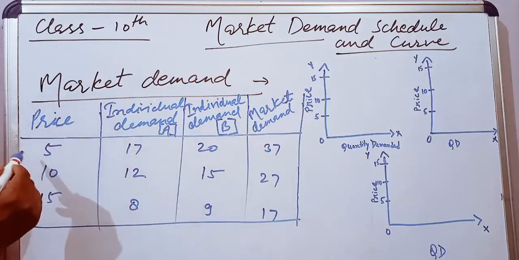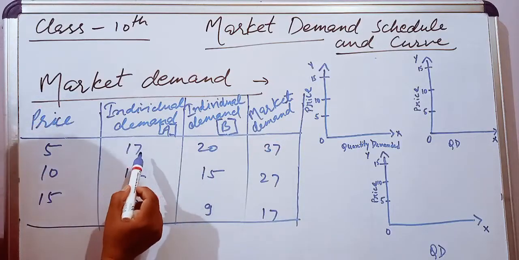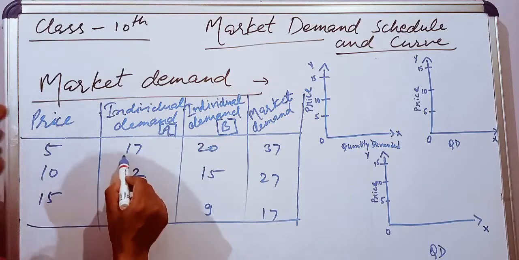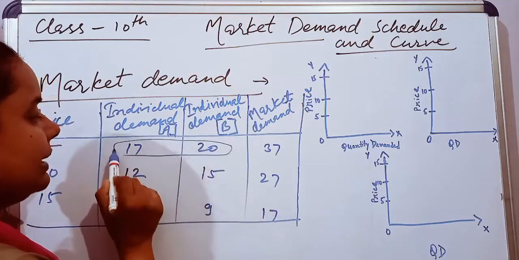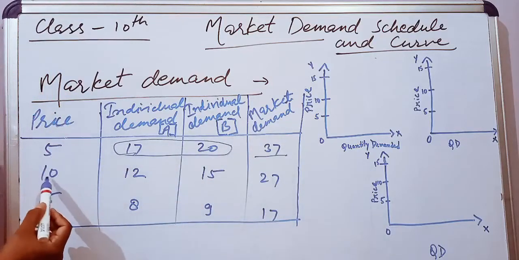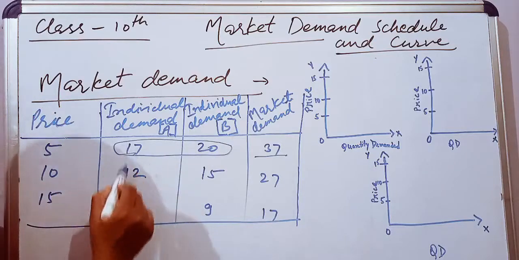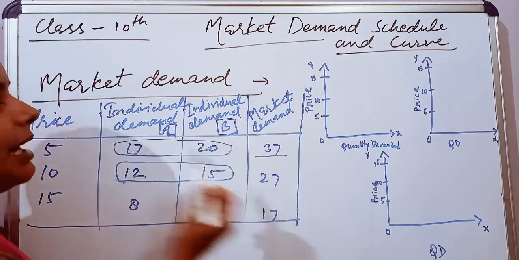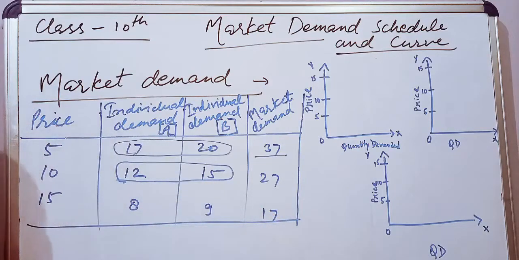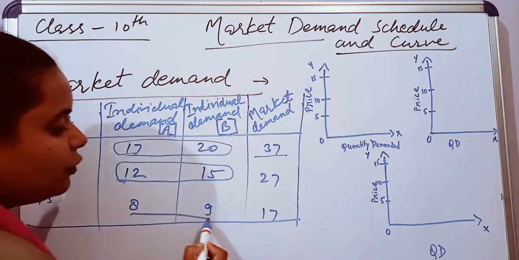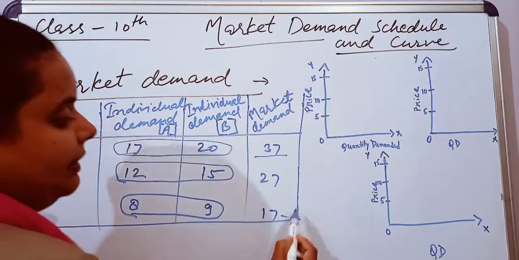When the price is rupees 5, A is demanding 17 and B is demanding 20. So what will be the market demand? The market demand will be 17 plus 20 equals 37. At rupees 10, A is demanding 12 and B is demanding 15, so the total market demand will be 27. Next, at rupees 15, A is demanding 8 and B is demanding 9, so the market demand will be 17.